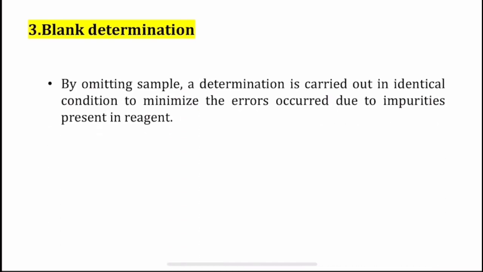Next method is blank determination. Blank determination involves analyzing samples that do not contain the analyte of interest. Blank determination helps in the identification and correction of sources of contamination or background interferences that may affect the accuracy of the measurements. Subtracting the blank value from the measured sample value eliminates the contribution of background signals, improving the accuracy of the results.